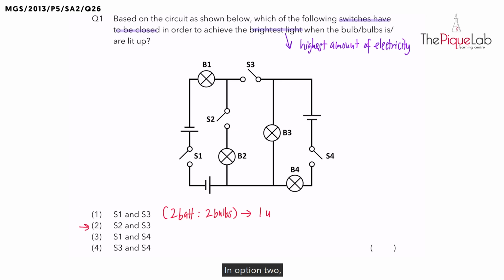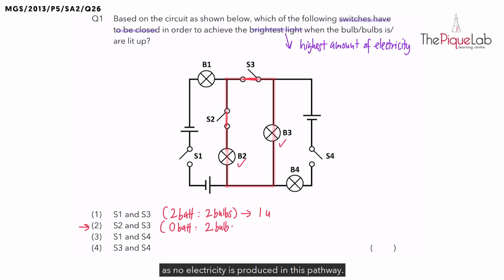In option 2, we are closing switches S2 and S3. Do you see any batteries in the path that I'm tracing? No, there isn't any batteries. Is electricity going to be produced in this pathway? Electricity will not be produced in this pathway. So bulbs B3 and B2, will they light up? The bulbs will not light up as no electricity is produced in this pathway.